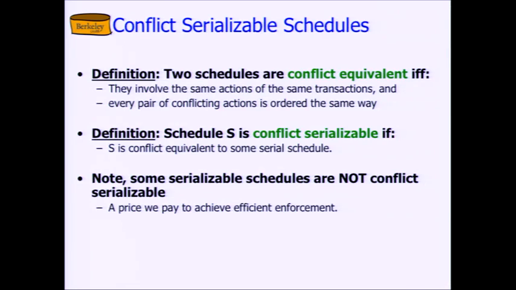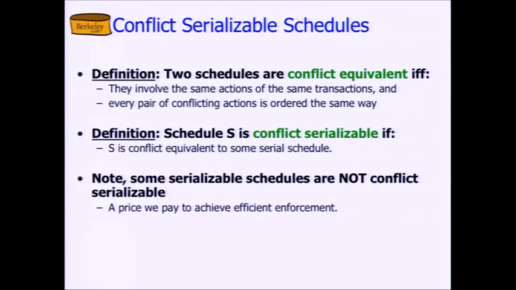The non-conflicting actions, reorder them any way you want. They don't conflict, so it's fine. So we'll say that two things are conflict equivalent if the only differences between them are non-conflicting orders of actions. And you'll see visually an example of this, I think, on the next slide. It'll make it very obvious. So given that two schedules are conflict equivalent, we can say that a schedule is conflict serializable if it's conflict equivalent to some serial schedule.